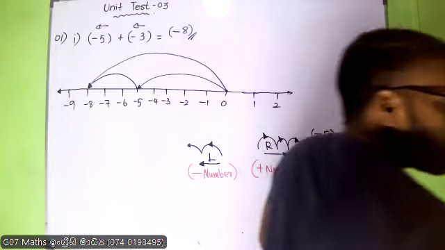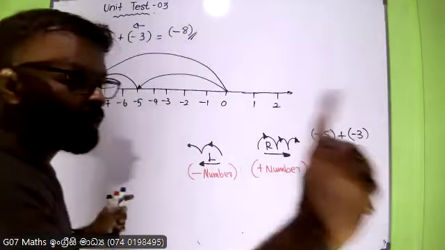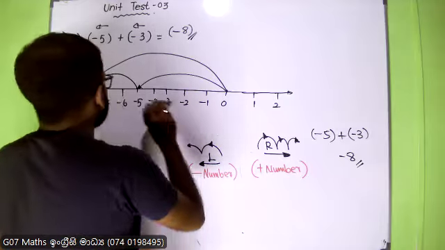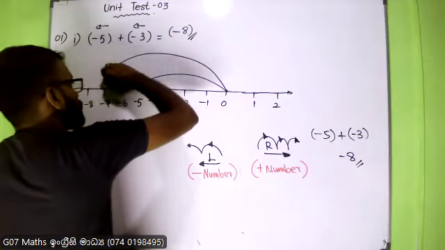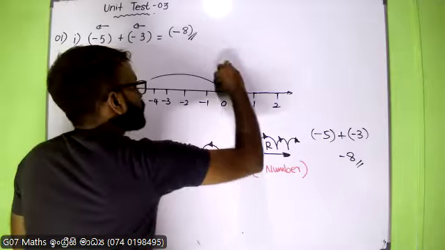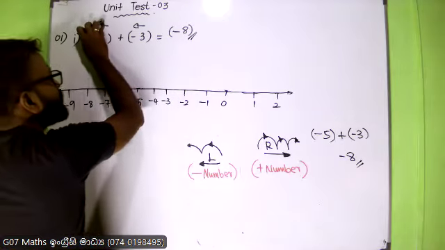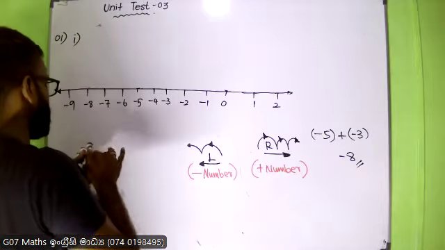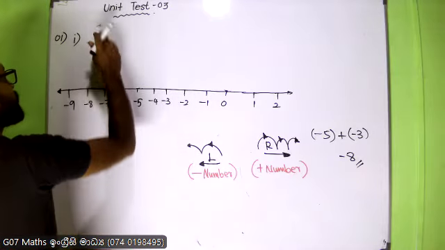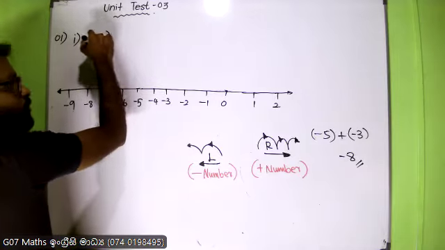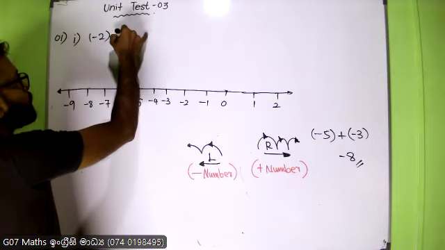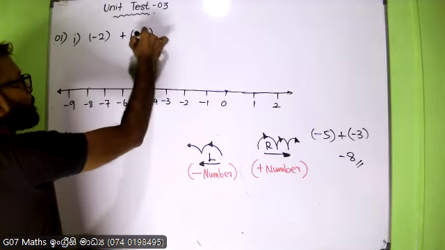Okay, so I will move to the next one: -2, -3. I will clear this one. So I have to add -2 plus -3.